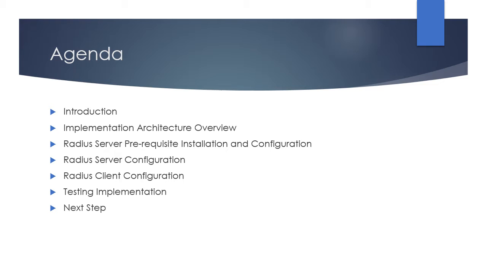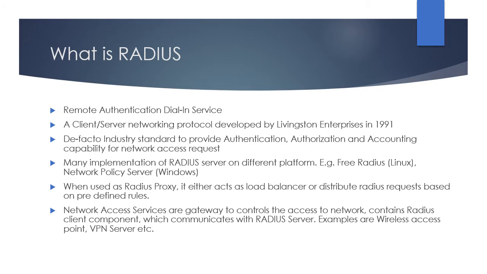handle high traffic volume. Radius stands for Remote Authentication Dial-in Service. It is a client-server networking protocol and de facto industry standard to provide authentication, authorization, and accounting capability for network access requests. There are many implementations of Radius: FreeRADIUS on Linux, Network Policy Server on Windows platform. Radius server can also be used as a proxy server. When used as a proxy, it basically acts as a load balancer.